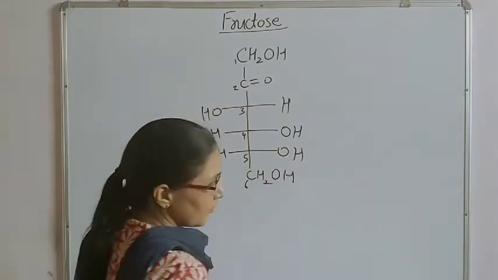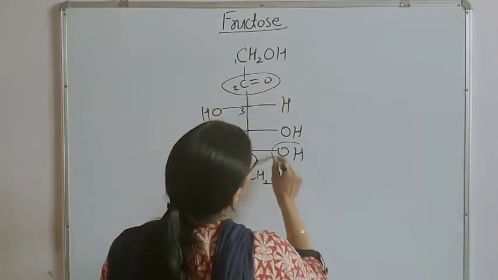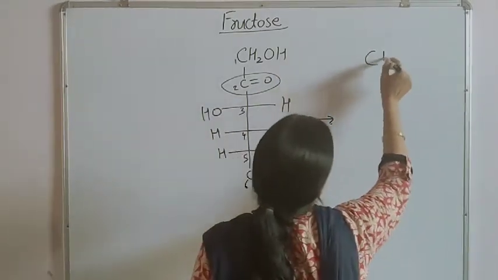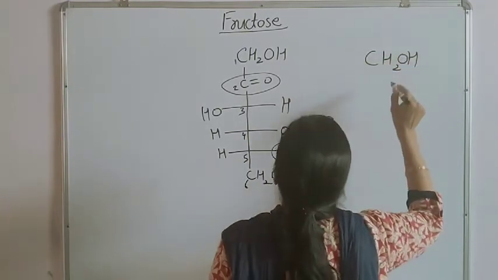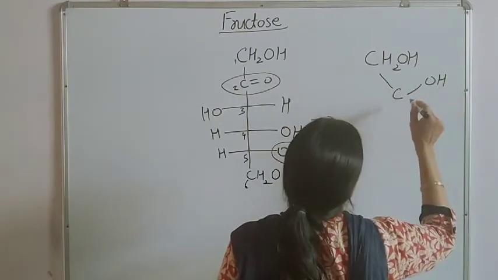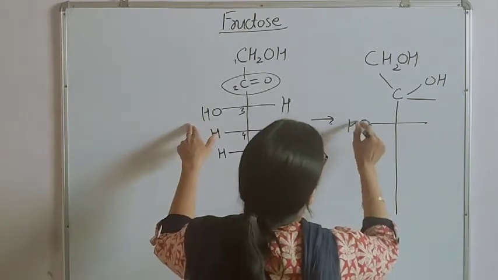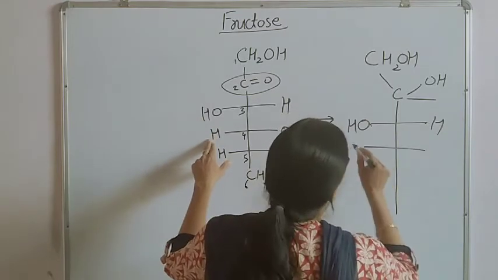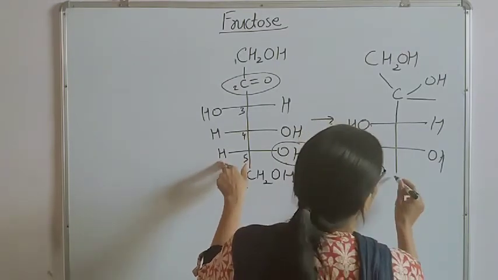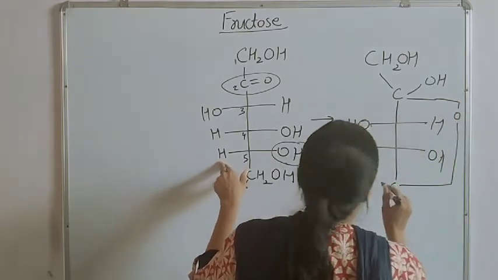This carbonyl group, when treated with this OH group, what will happen? Just like we have done in glucose, here also CH2OH, then C, one more OH will form, and the rest of the OH group and H group will remain as it is. This number 5 carbon, its oxygen will form a link like that.